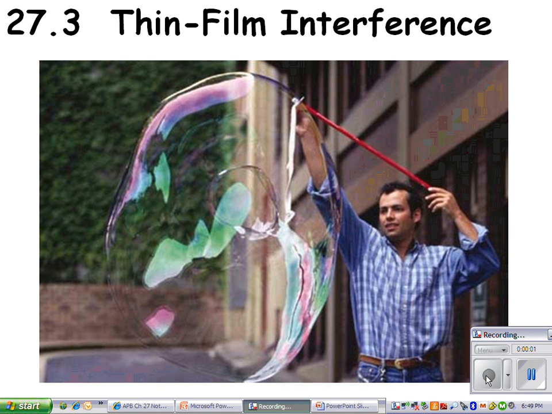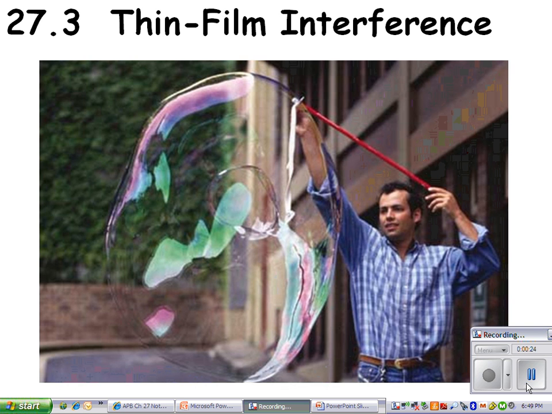In this lecture, we're going to look at thin film interference, and you'll notice that this soap bubble has many different colors, the greens and the reds and the violets. You see the different colors because of constructive and destructive interference of white light. And we're going to look at how this constructive and destructive interference in a thin film acts and why we see these various colors.